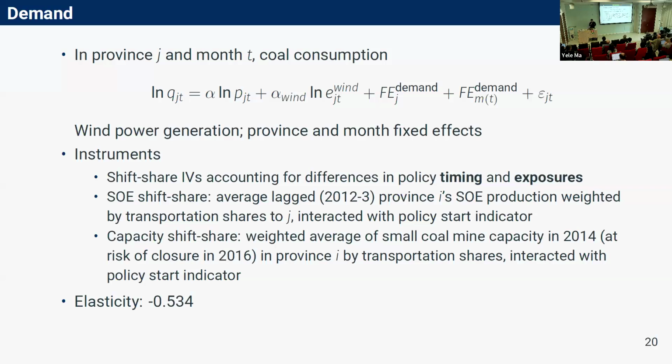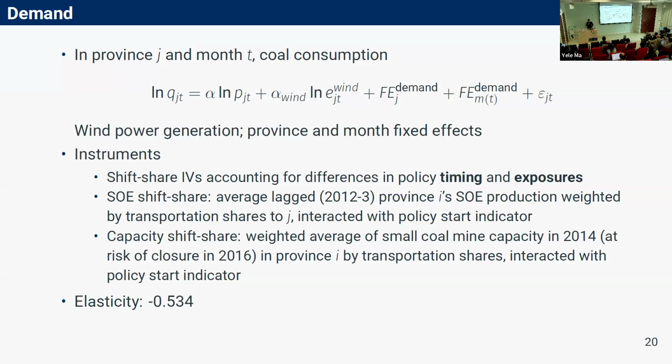So first, the demand estimation. That's the key equation. We think about the demanded quantity as alpha times log price. Alpha captures the demand elasticity. We also include the amount of wind power generation in that province. We're going to include a bunch of fixed effects, the province fixed effect and the month fixed effect.